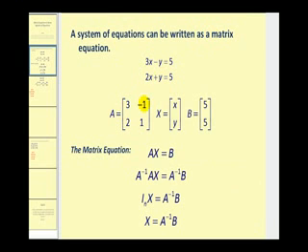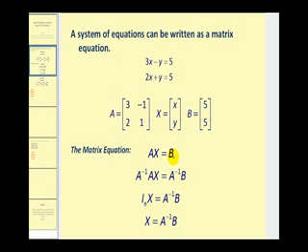So the first row of matrix A would be 3, negative 1, and the second row would be 2 and positive 1. Next we'll let X represent the variable matrix. This system is in terms of X and Y. And then lastly, we have the constant matrix, which comes from the constants of each of the two equations. So the matrix equation would be A times X equals B.